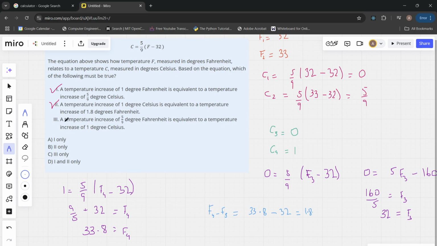And the third statement says a temperature increase of 5 over 9 degrees Fahrenheit is equivalent to a temperature increase of 1 degree Celsius. Well, this statement is contradictory to the first statement, and we know the first statement is true, which means this statement is false. So D is our answer. 1 and 2 are our final choices.